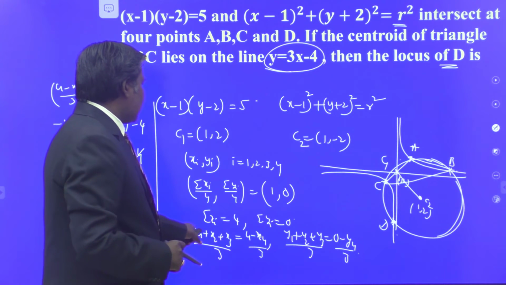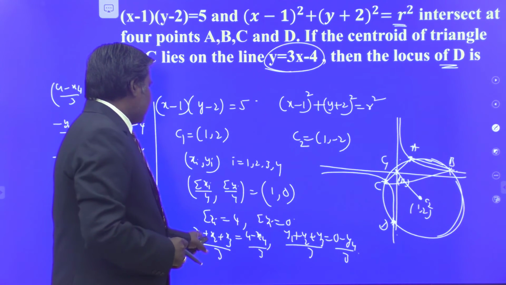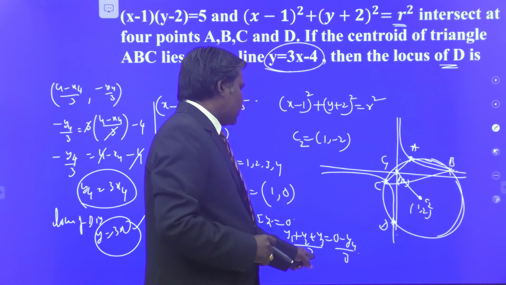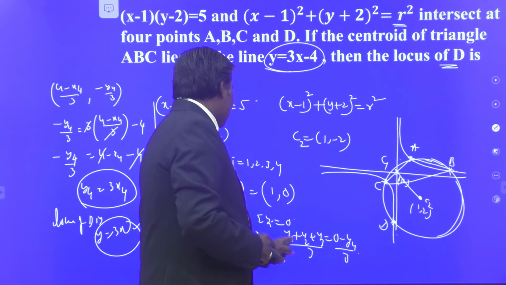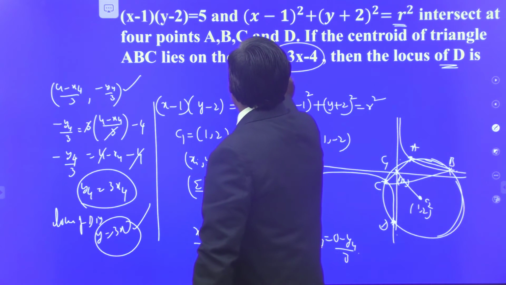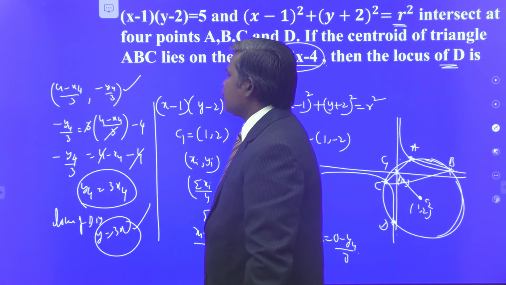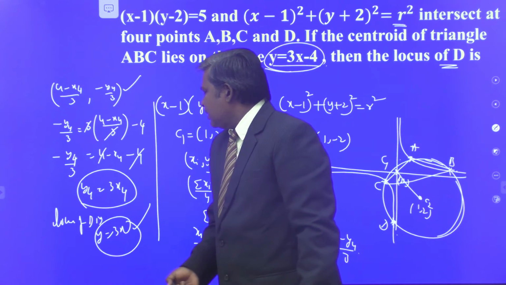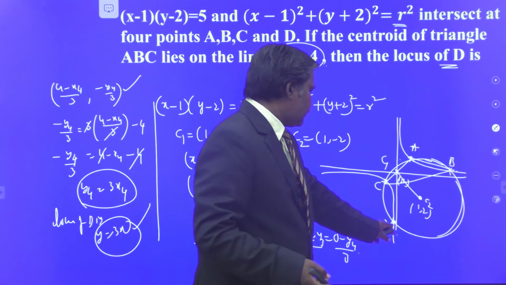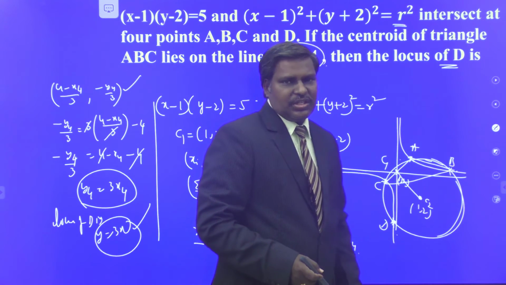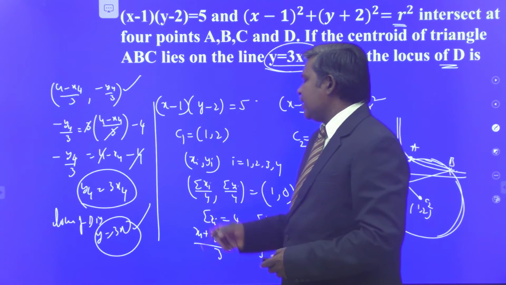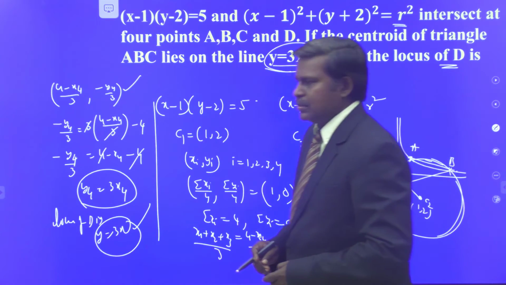So from that you calculate the coordinates of the centroid, that is x1 plus x2 plus x3 by 3 as 4 minus x4 by 3, y1 plus y2 plus y3 by 3 as 0 minus y4 by 3. We have the centroid. It lies on what they have given to you, y is equal to 3x minus 4. On substituting that centroid, we have the condition on x4 y4. You can write the locus for x4 y4, that is the fourth vertex D, the fourth point of intersection of the circle and your rectangular hyperbola. Understand? So your locus is what here? y is equal to 3x.